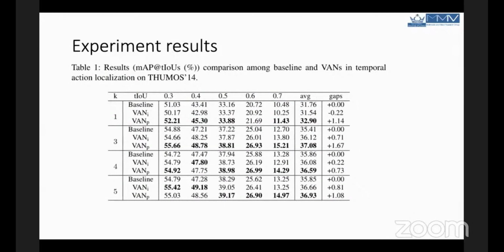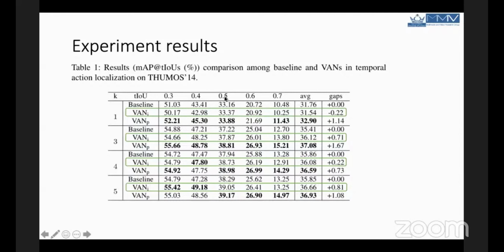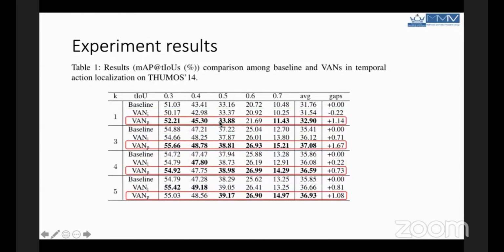Now we show the experiment on the famous dataset THUMOS14. As we can see, the green line is the result of the concatenation method. It in general improves the result over the baseline, especially when tIoU is larger than 0.5. The red line shows the result of the propagation method. In general, it outperforms both the baseline and the concatenation method.